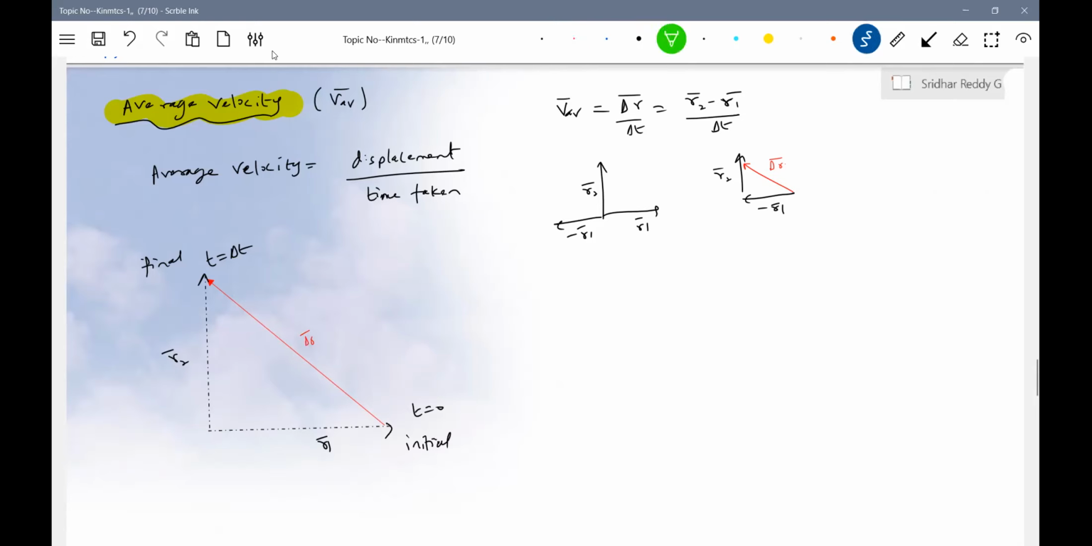What about the path? How will it move? It will move along some random path, let it be. The person is initially here. He will walk like this, along a path, and he will reach here. What about the average velocity, the displacement by time taken? We define it like this. Now there are so many things we have to analyze carefully.